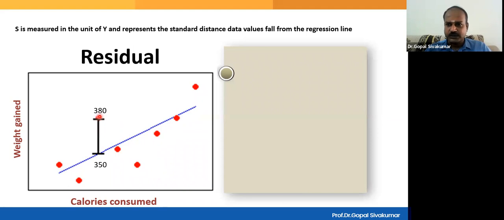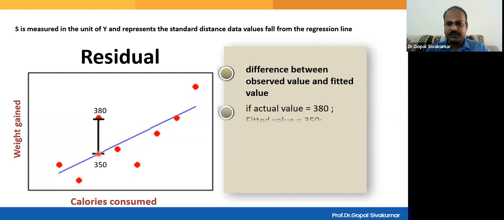The observed value is 380, but we simply assume that the point is lying on the blue color line to find the equation of the blue color line. So we pull down this point and make it lie on the blue color line. So the difference between the observed value and the fitted value is called the residual. Say for example, the first point, the observed or actual value is 380. It is pulled down, and now the fitted value is 350. Now you know the difference. The difference is 30. This 30 is called the residual.